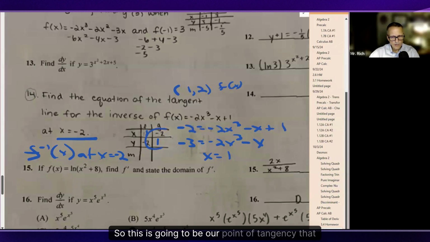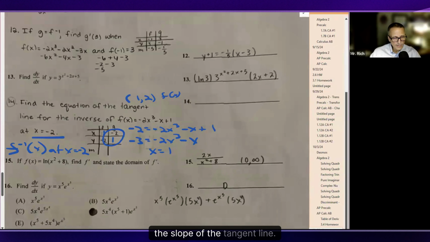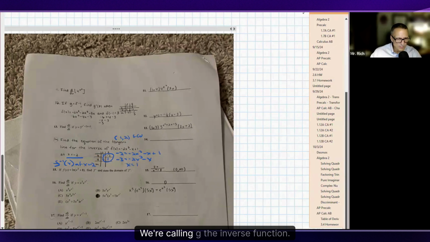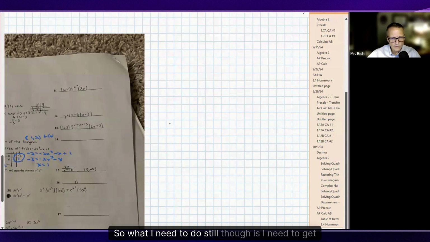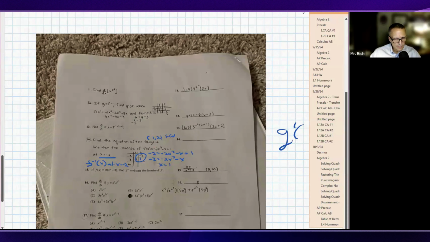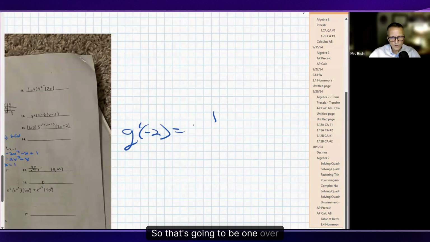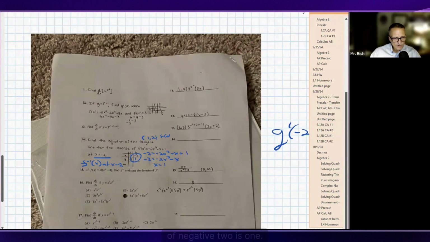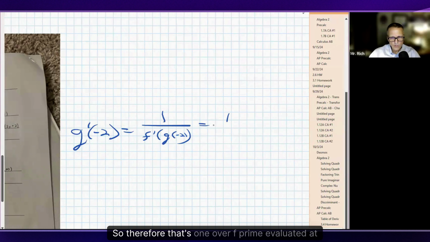So this is going to be our point of tangency that we're going to use to build our tangent line equation. But I still need to get the slope of the tangent line. So what we have to do, since f and g are inverses, we're calling g the inverse function. What I need to do still is get the derivative of the inverse function at -2. So that's going to be 1 over f prime at g of negative 2. Well, we determined finally what g of negative 2 was. g of negative 2 is 1. So therefore, that's 1 over f prime evaluated at 1.